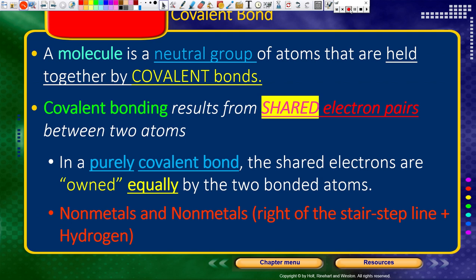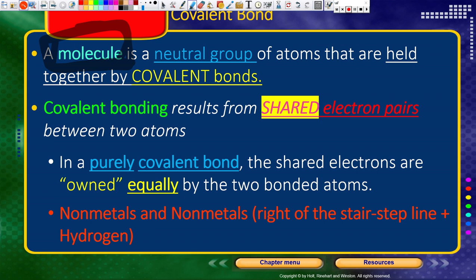So a molecule. Let me go back to this. We talked about this the other day. As soon as you see that word, what word instantly has to come to mind? Covalent. Just like peanut butter and jelly, molecule and covalent, people. Covalent. Please connect those two dots.